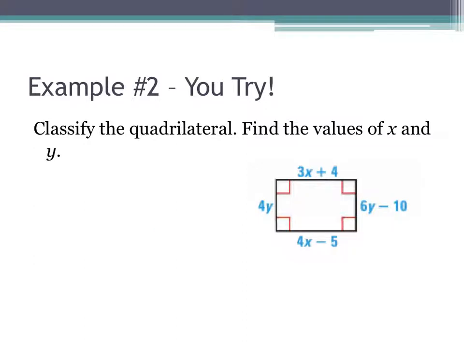Okay, example number 2, I would like you to try this one. First, classify the quadrilateral, and then find the values of x and y, please. Come back when you have finished.